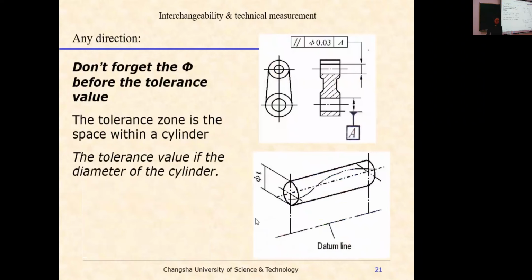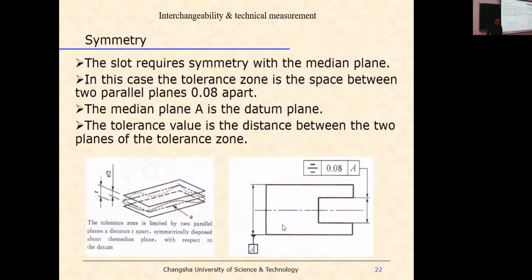Yeah, and also don't forget why this is here. Don't forget the phi before the tolerance value. We learned to add the phi. I also stress that.